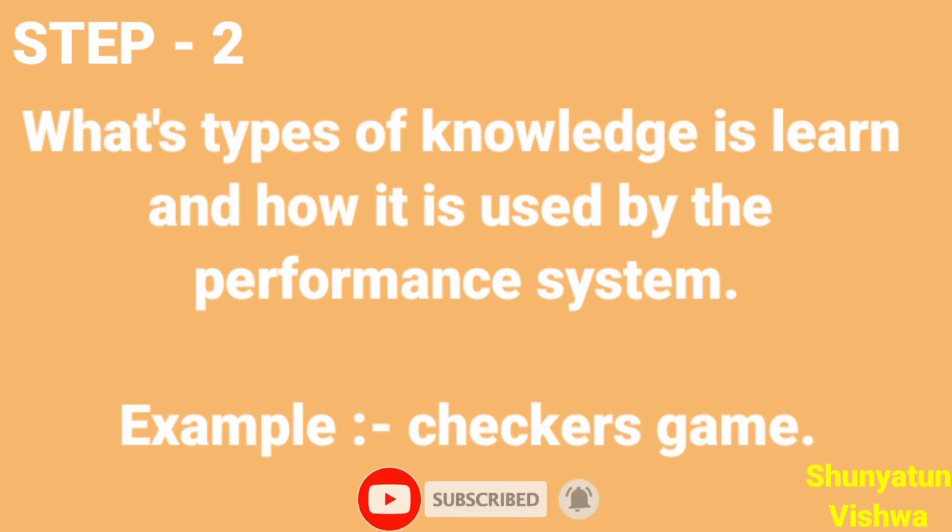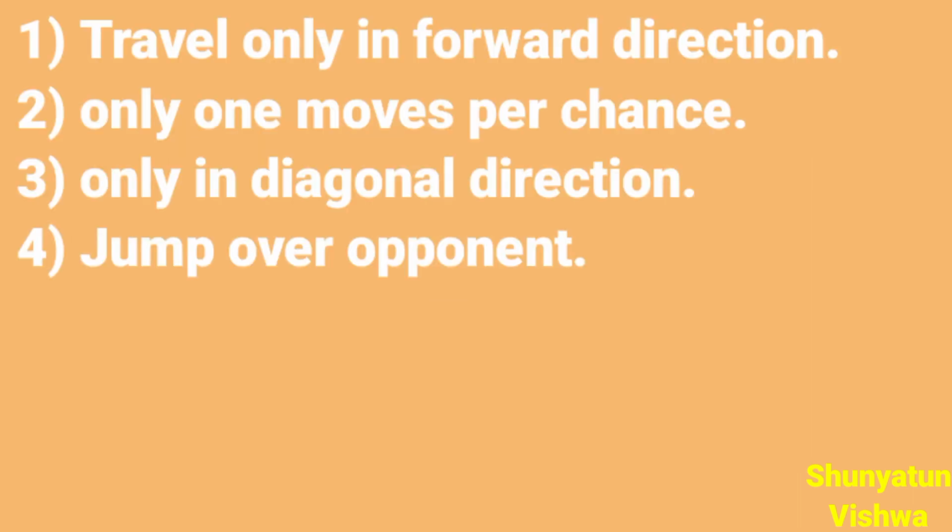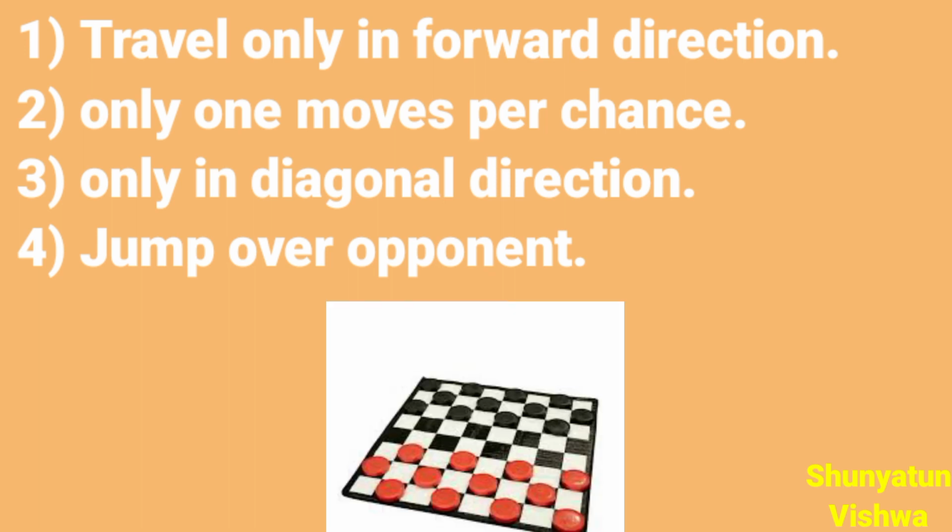So here, don't worry that I'm straight away jumping into the example. We are going to understand this with the help of an example. Let us take the checkers game in this video. I already said, if you don't know what the checkers game is, watch a YouTube video of about 1 or 2 minutes, so you'll understand what the checkers game is, because in most of the videos you'll get the concept of the checkers game. In the checkers game, you should travel only in the forward direction. You can make only one move per chance, and you can move only in the diagonal direction, and you can jump over the opponent. If you jump over your opponent, that means your opponent is killed.